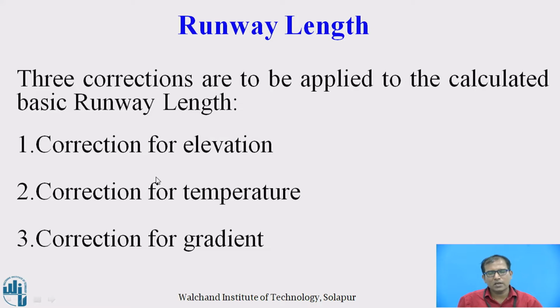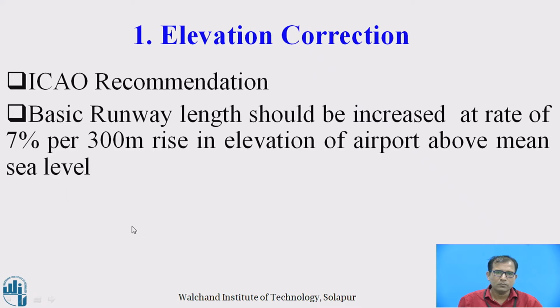In the previous session we already learned how to apply the correction of elevation. Now we will proceed to applying the correction of temperature and the correction of gradient. As per the International Civil Aviation recommendation, the basic runway length is to be increased for elevation correction by 7% for every 300 meter rise in the elevation.